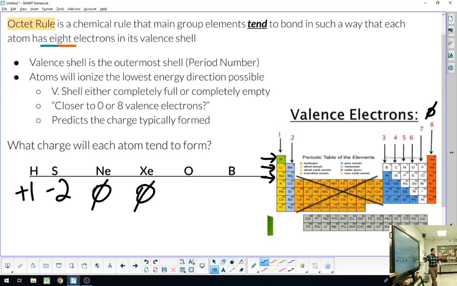Let's do oxygen now. Amy, you ready? Let's try it. Oxygen. How many valence electrons does oxygen have? 6. All right, so we got 6 right here. Is 6 closer to 8 or closer to 0? Closer to 8. So it wants to gain 2 electrons, so it's -2. Fantastic. So oxygen prefers to make a -2 charge.